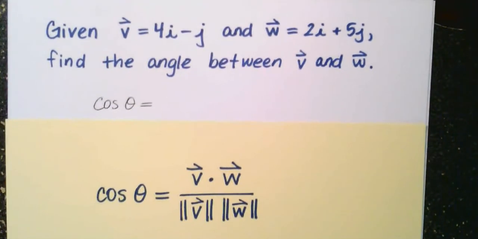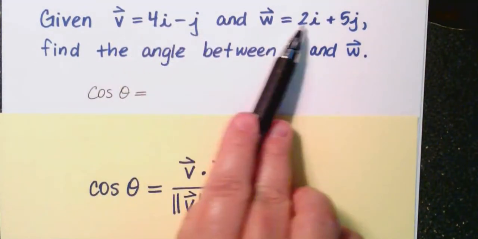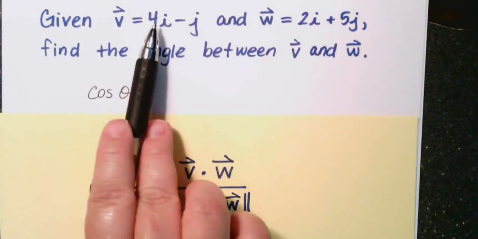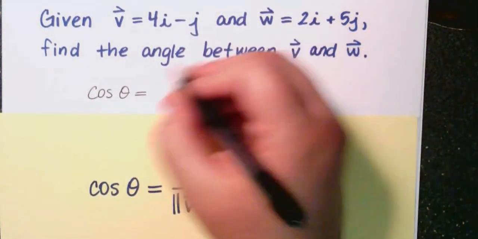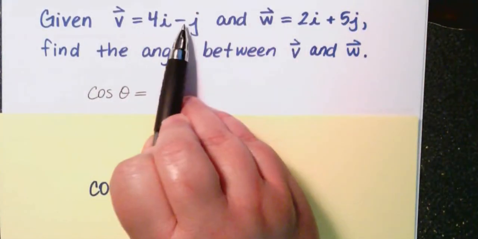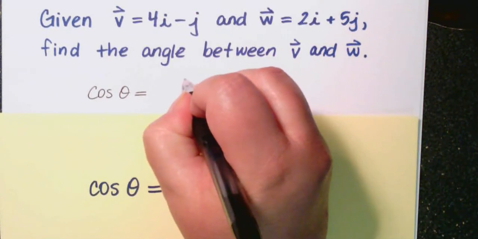Okay, so we're going back to dot product here. Dot product of v and w is the product of the horizontal components plus the product of the vertical components. So 4 times 2 plus negative 1 times 5. So 4 times 2 is 8 plus negative 1 times 5, which is negative 5. And so on top, I'm going to have 3.